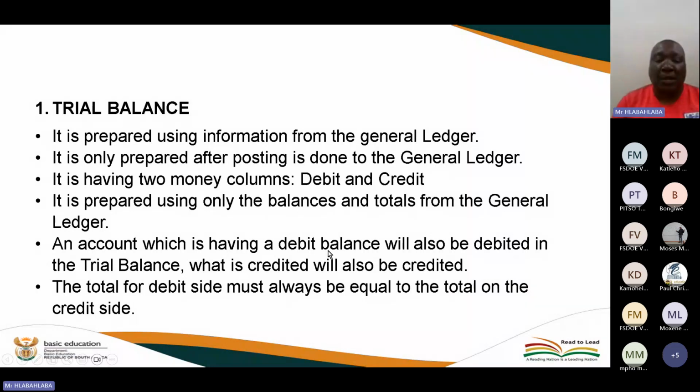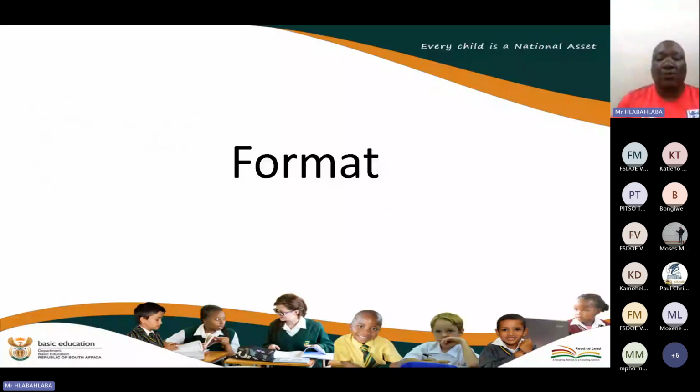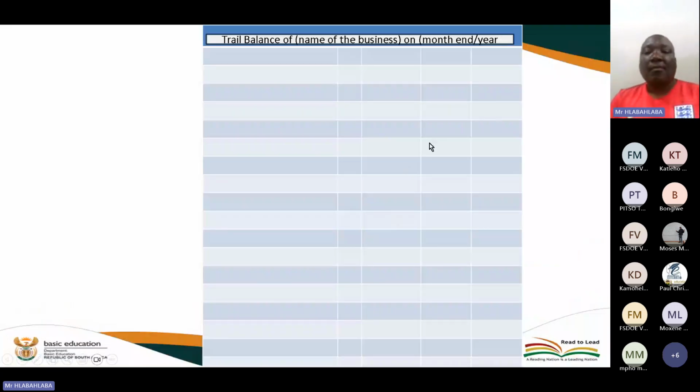And what is important is the format. If you master the format, it will be easy for you to transfer the information that you get to the respective book that you are preparing. So what I like about dry balance is that if you master the format, it becomes so easy for you to get the information. Let us get to it.